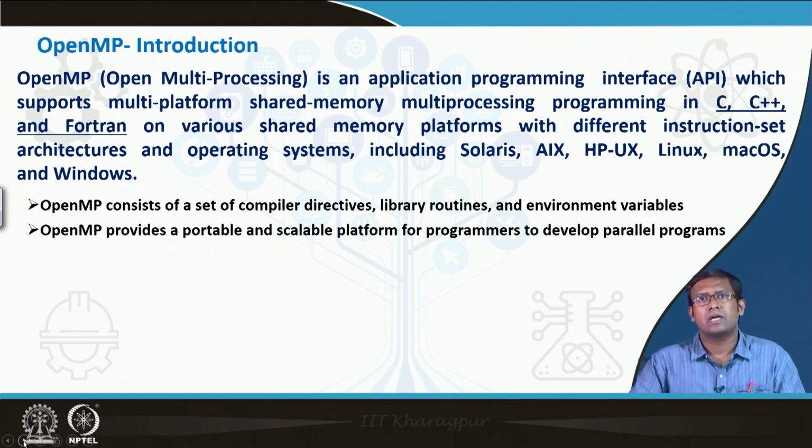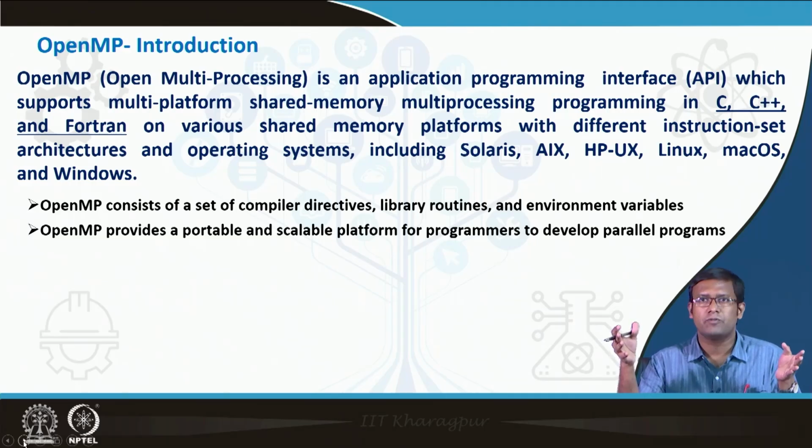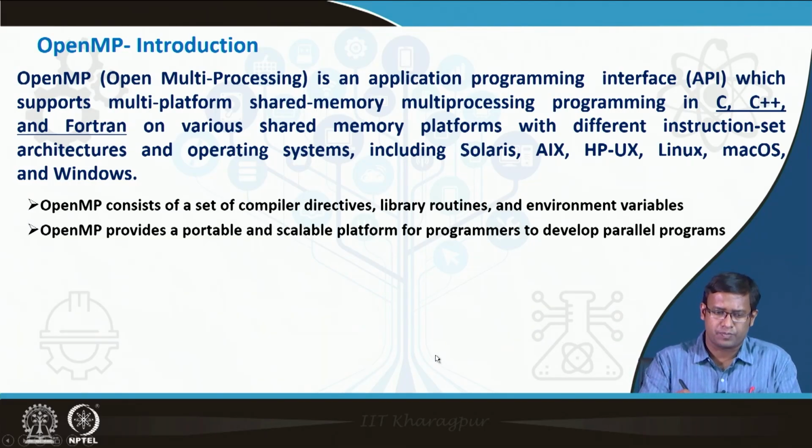OpenMP consists of a set of compiler directives, library routines and environment variables. OpenMP provides a portable and scalable platform for programmers to develop parallel programs. Portable means you can port it from one platform to another. You can develop it somewhere else, you can run it in another platform. You develop a program on your Windows platform, you take it to a Linux server and run it there. It's scalable. You can develop a program and test it up to, say, 20 processors. You go to a 64 processor system, you can still run this program. So it can be scaled to a larger number of processors.